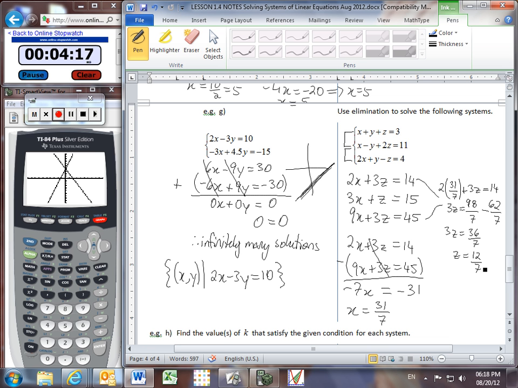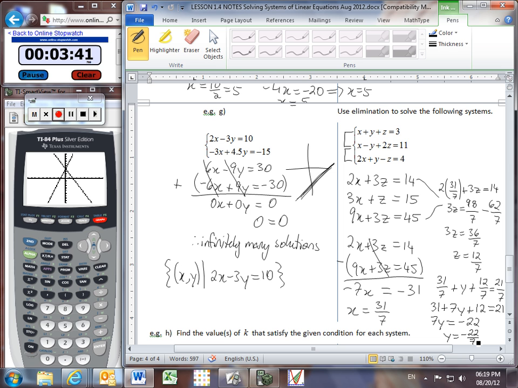And now I'll substitute this x and this z back into one of the original equations, maybe the first one. 31 over 7 plus y plus z. And I'll change my 3 into a 21 over 7. And now I can in fact multiply the whole equation through by 7, giving me a 7y, and that will get rid of my fraction so I can solve for y. If I bring my 31 plus 12, that's 43, over to the right-hand side and subtract, 21 minus 43 is negative 22. So y is negative 22 over 7.